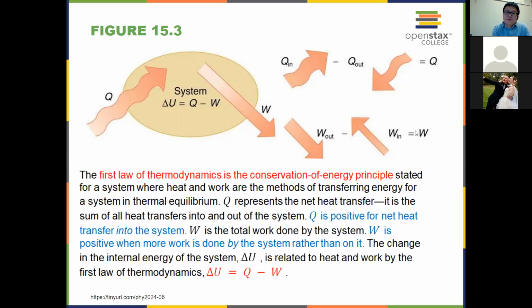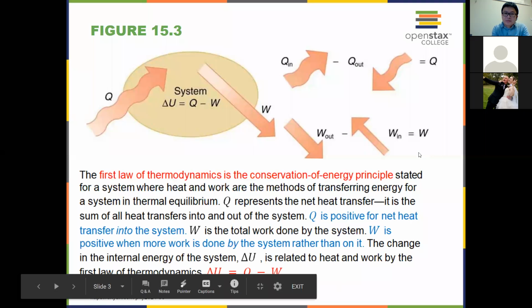Okay. Similarly for work, sometimes you may have the system doing work on the surroundings, and at the same time the surroundings are doing work on the system. So the net work should be equal to work out from the system, which means the work done by the system, minus the work in, which means the work done by the surroundings on the system. Okay, so that gives you a net work W.